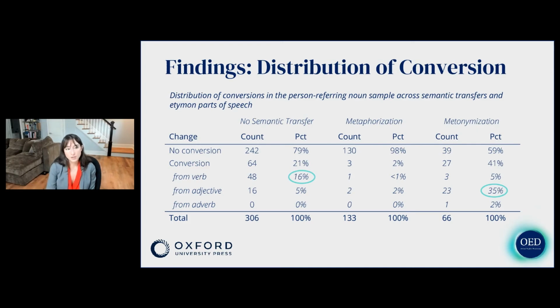These findings are interesting with respect to conversion from one part of speech to, in this case, person-referring nouns. Among those senses that converted but did not undergo any semantic transfer, the majority converted from verbs. And interestingly, among senses that both underwent metonymization and converted, the majority converted from adjectives.